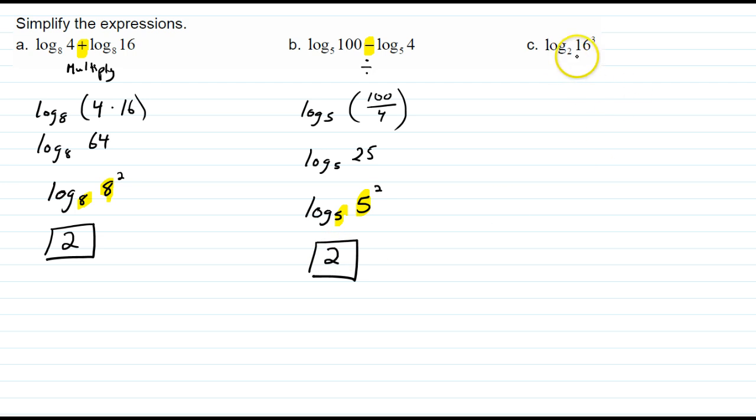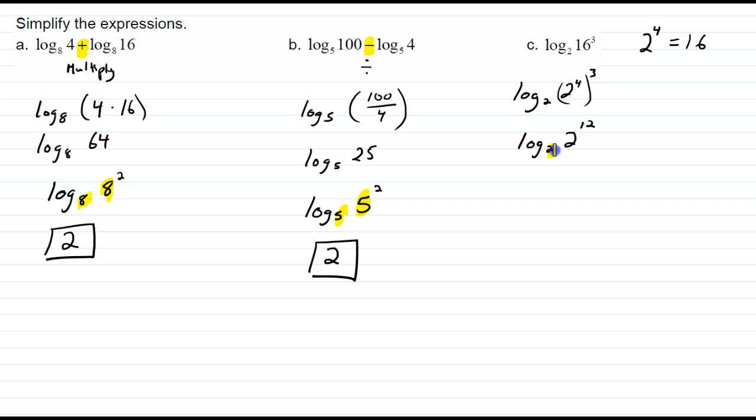Alright, for C, we have a 16 and we have a base of 2, so we want to see, can we write 16 with the base of 2? So 2 squared is 4, cubed is 8, so 2 to the 4th is 16. But then we have this exponent out here. And so we shower the power, and now I get log base 2 of 2 to the 12th.